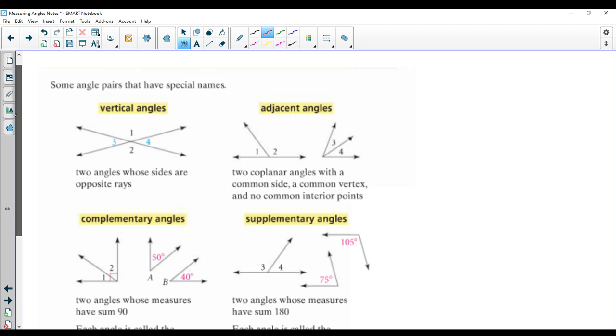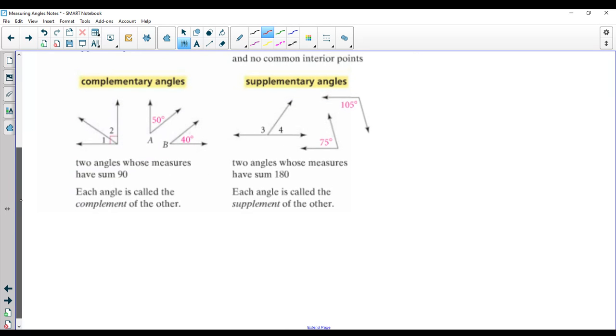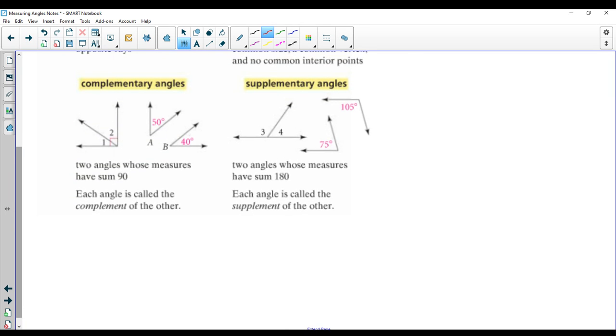Scroll down. Now, these 2 are my favorite. 2 of my favorite pairs, okay? Complementary angles. No, that's not spelled incorrectly. That's how we spell it in mathematics, okay? Complementary angles are 2 angles. When you add their measures up, you get 90 degrees even. Okay? And you'll see it 2 ways.